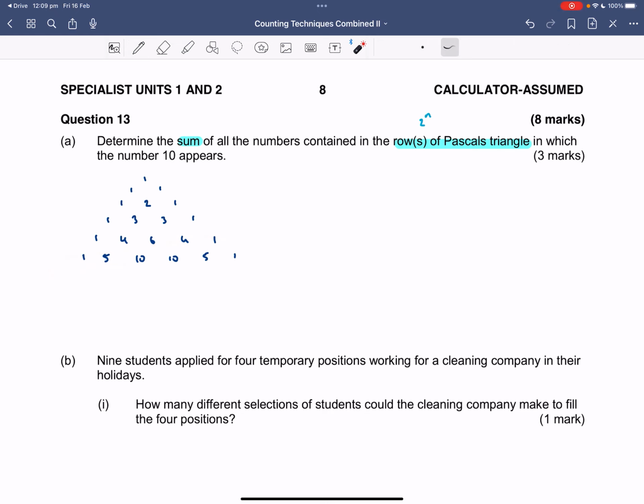This is obviously the fifth row of the Pascal triangle. Remember, guys, this counts as the 0th row. This is the first row. This is the second row. This is the third row, etc. So this is the fifth row. So the sum of this row is 2 to the power of 5, which is 32.